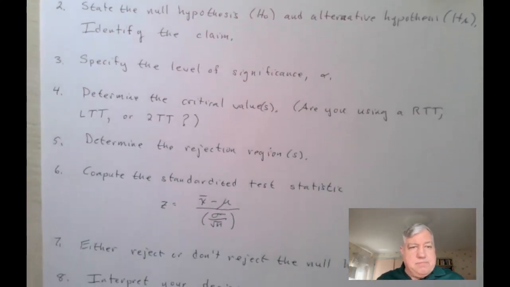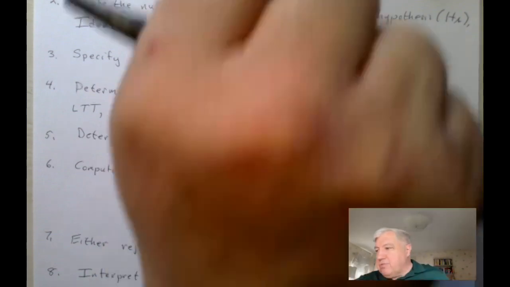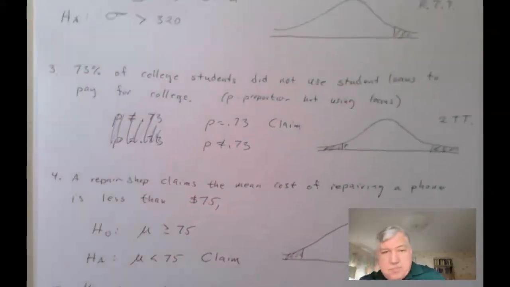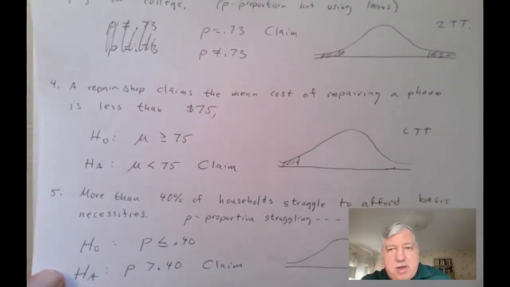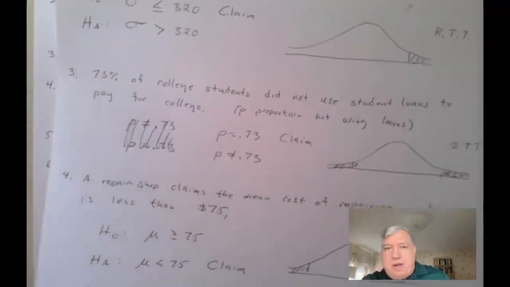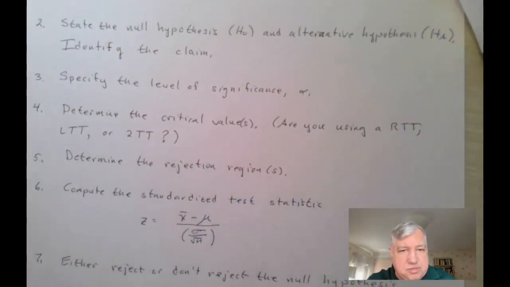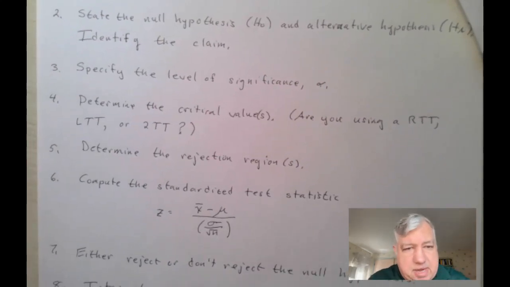Then determine the critical values, and in particular, are you using a right-tailed test, a left-tailed test, or a two-tailed test? And in the last video, we did a lot of stuff with rejection regions. This is from the last video. So you'll be drawing a picture like this, and then identifying the boundaries of those. Those are going to be the critical values. So if you're using a right-tailed or left-tailed test, you'll only have one critical value. If you're using a two-tailed test, you'll have two critical values because you have two tails. Then those are the rejection regions.